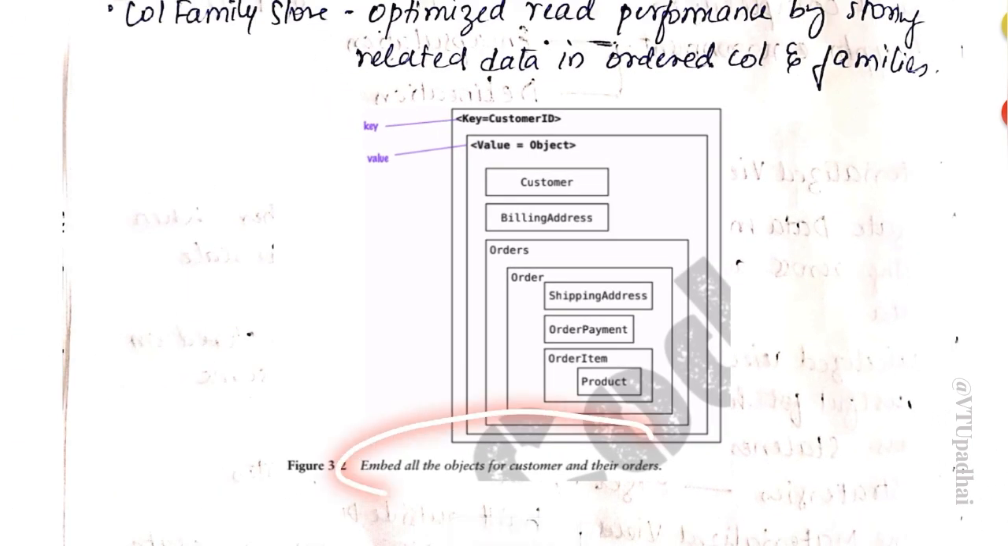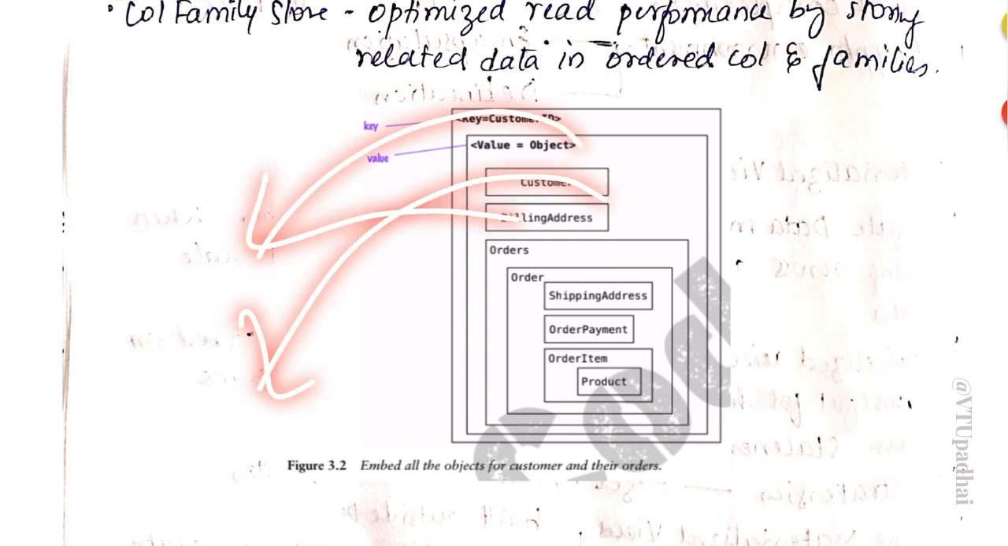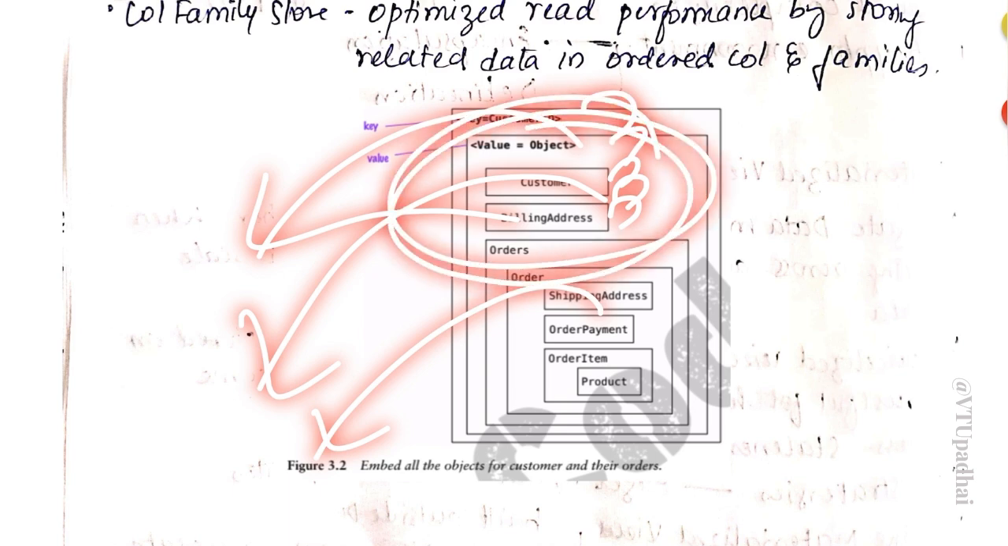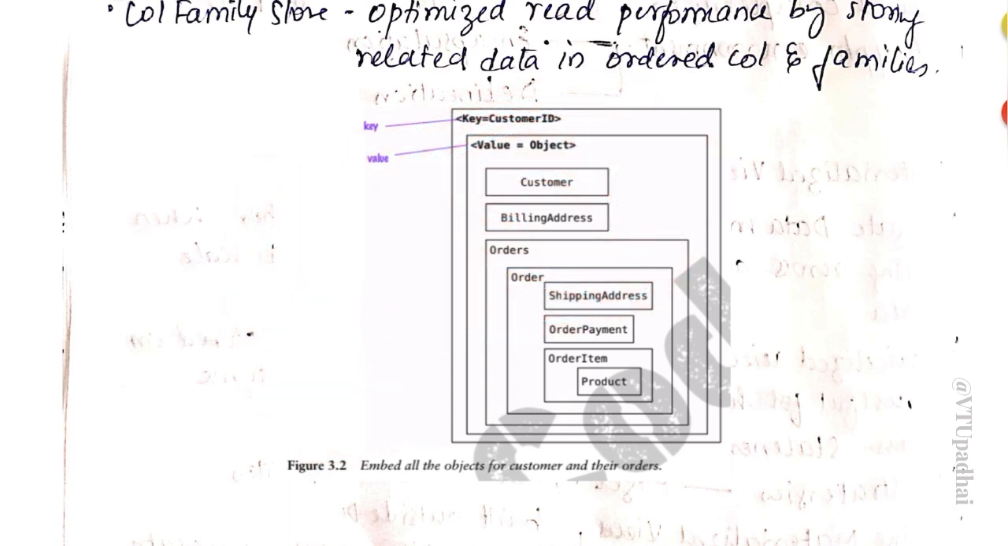The first figure which we have is figure 3.2. This figure embeds all the objects for customers and their orders. Here we are making use of key value stores where customer and order details are stored together, right? All data is retrieved in one go if you want, but this requires parsing from the client side. Because to read the data, suppose let's say orders or products sold in each order, the entire object must be read and parsed from the client side. So this is about the key value store.